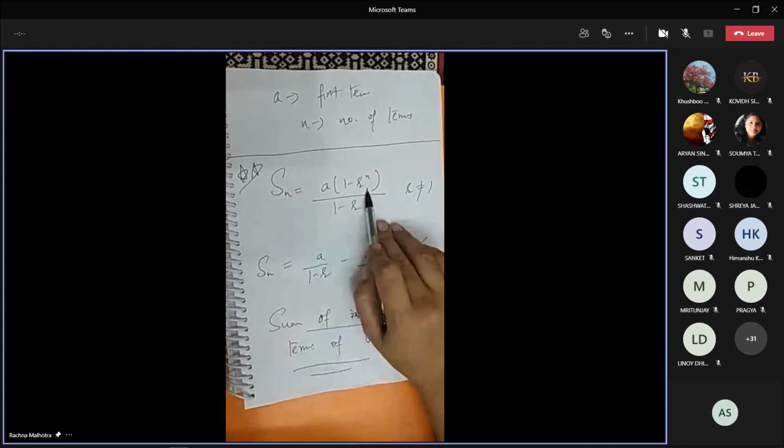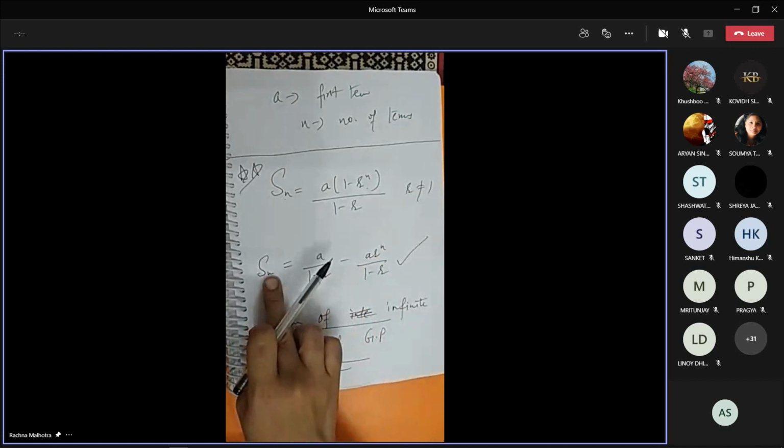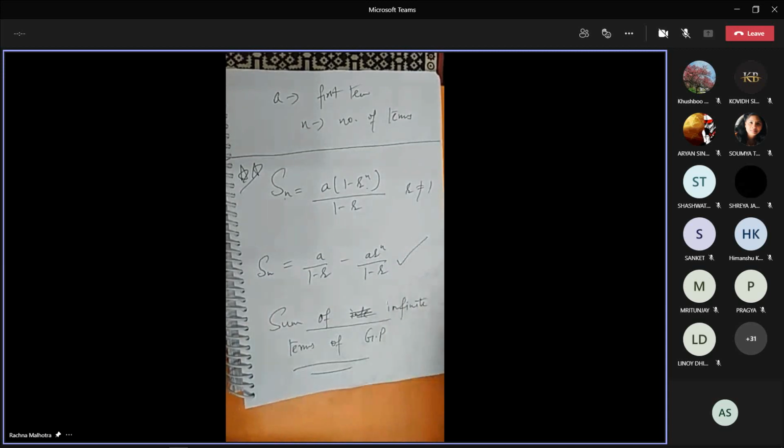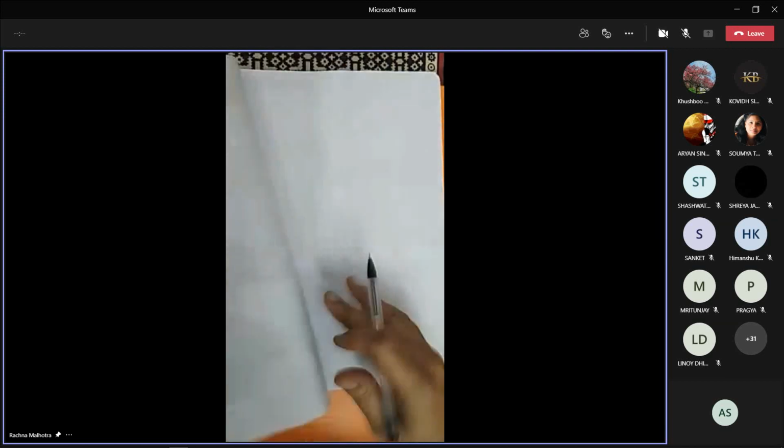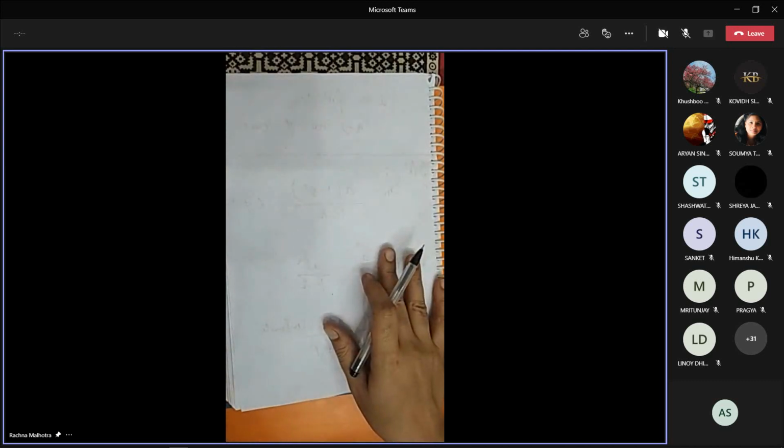This is the Sn formula. With the help of this formula, I will find S infinity, the sum of infinite terms of GP. Shall I proceed? Yes, ma'am. So let us see how we can find the sum to infinite terms of GP. How do we check the sum of infinite terms? So the next concept is this one.